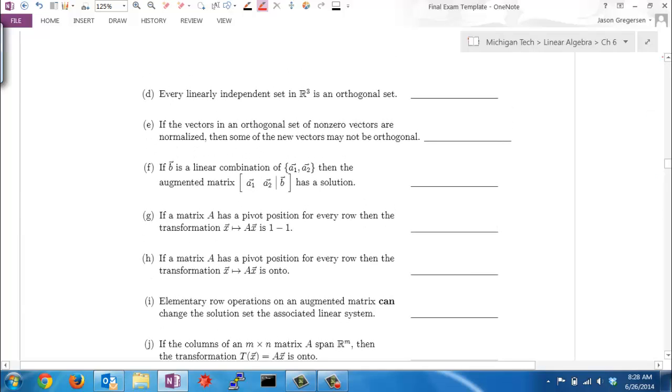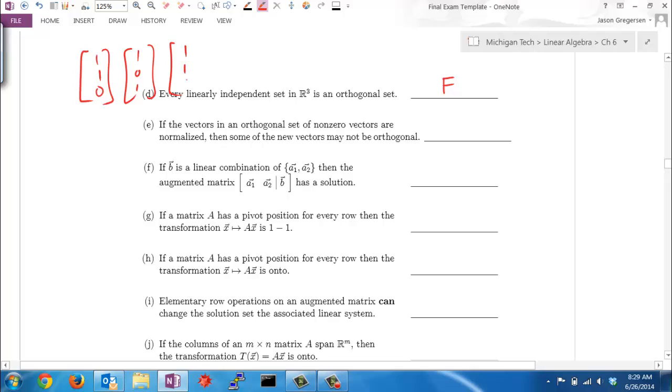Every linearly independent set in R3 is an orthogonal set. True or false? This one's going to be false. They just don't really have anything to do with each other here. I guess if it's an orthogonal set, it has to be linearly independent, but the other way doesn't work. Right? I could have any kind of basis I want for R3, 1, 1, 0, 1, 0, 1, and I could even have a standard basis. A standard basis won't work, so that's orthogonal.